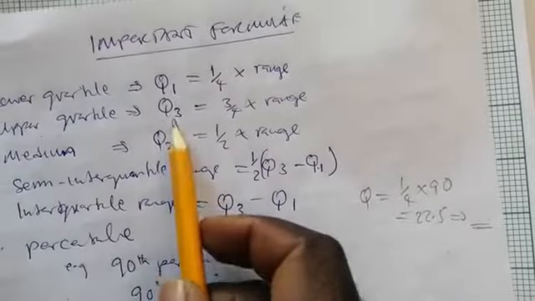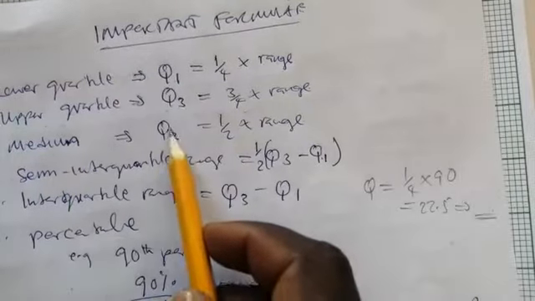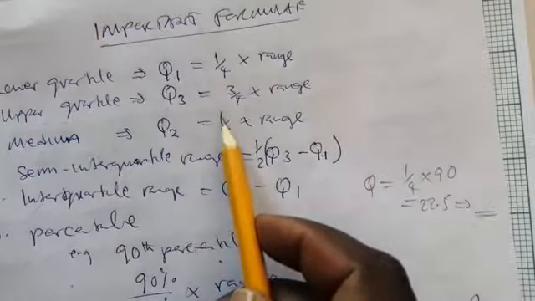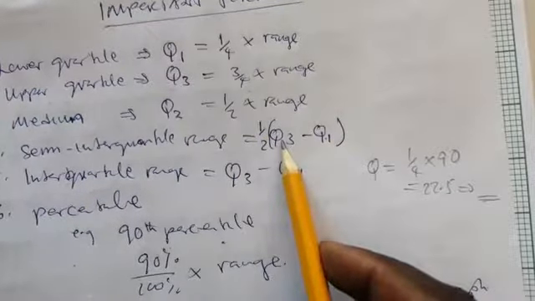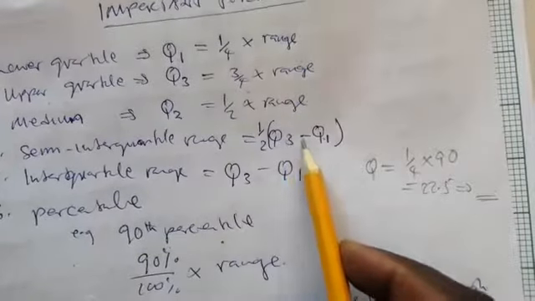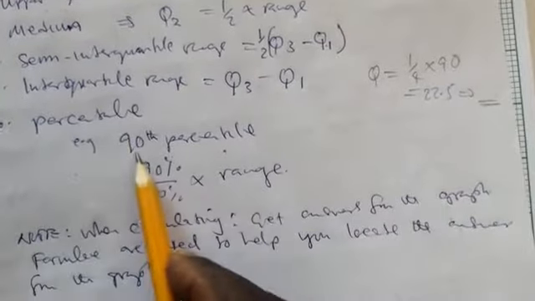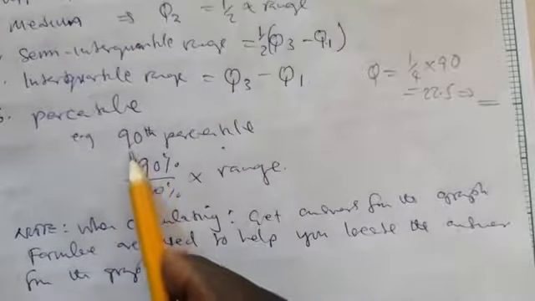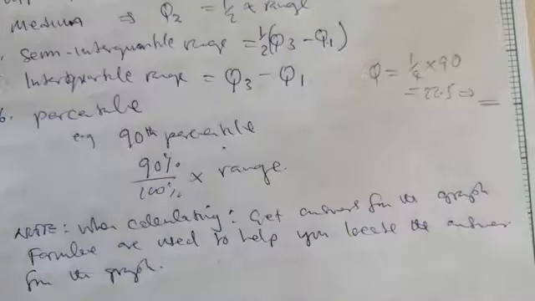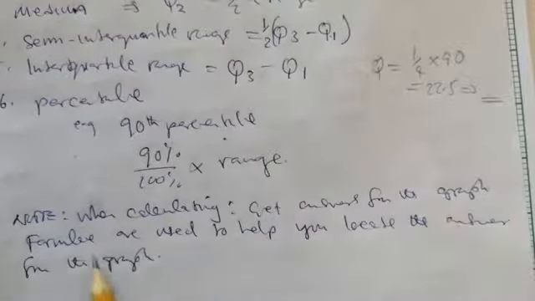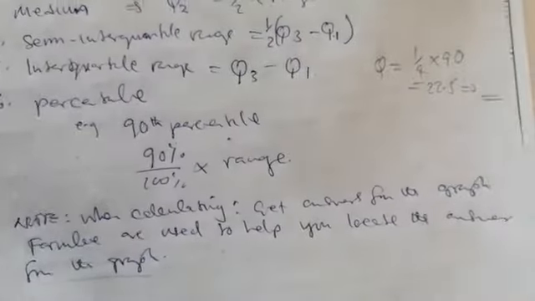Then we have the upper quartile, which is 3 over 4 times range. The median is half, Q2, 1 over 2 times the range. The semi-interquartile range is half times the interquartile range, Q3 minus Q1. The interquartile range is Q3 minus Q1. Percentile is just talking about percentages. If they tell you the 90th percentile, it is 90 over 100 times your range, 90, then you go to the graph to calculate. When calculating, get answers from the graph. Formulas are used to help you locate the answer from the graph. So let us plot.